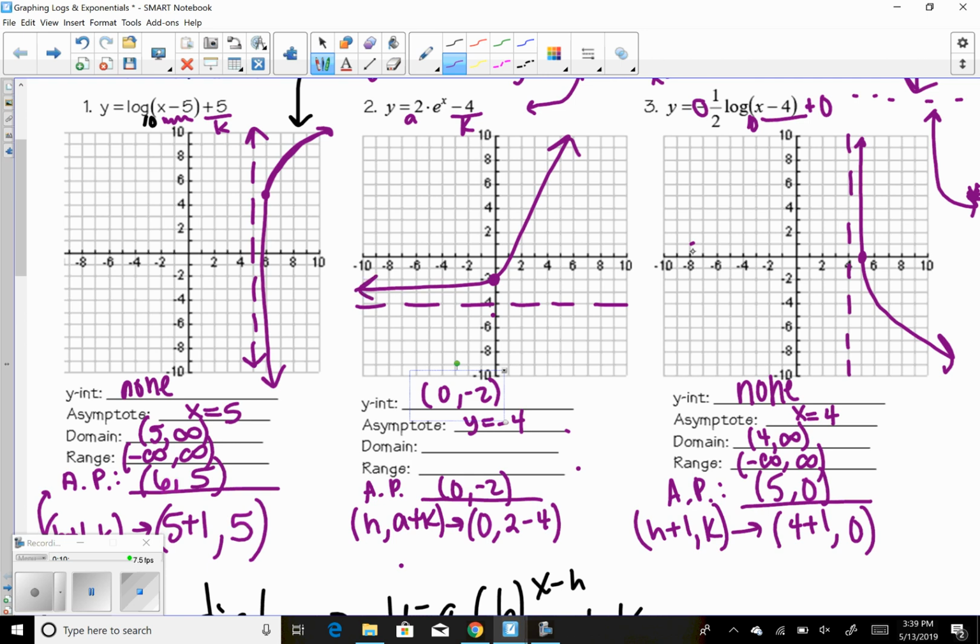So domain goes left to right. The domain for exponentials is always all real numbers, negative infinity to positive infinity. So it's flip-flopped. Range is all real numbers for logarithms. Now the range this time is from the bottom to the top. Well, I'm starting at the bottom at negative 4. It's an asymptote, so it gets a dotted line and a parenthesis, and it goes up to positive infinity.